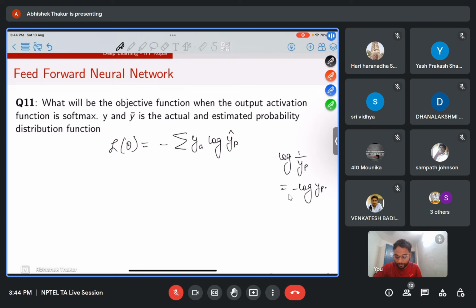Now, what will be the objective? One more thing we know: let's suppose there are L classes, or for simplification we can write yi, where yi is the actual value for the ith class and yi hat is the predicted, or estimated, value, with i equal to 1 to L, or we take k only because in the previous example also we took k. So there are k classes in our data set.